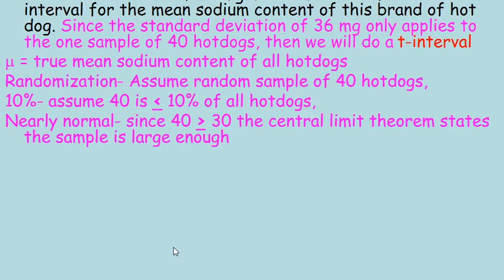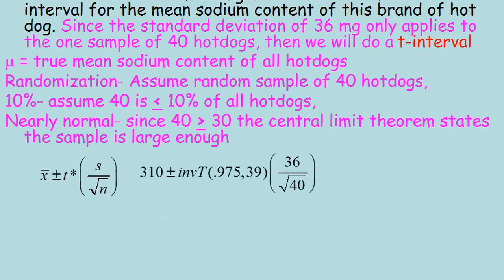Define your parameter, check your conditions. Here's the difference: now we need the formula for a T interval. Memorize it, write it down. The formula is x bar plus or minus t star times s, the standard deviation of the sample only, divided by the square root of n. Write this down for your work so that eventually you come back and study it. Here's how you substitute. x bar is the sample mean. In the sample, what was the mean sodium?